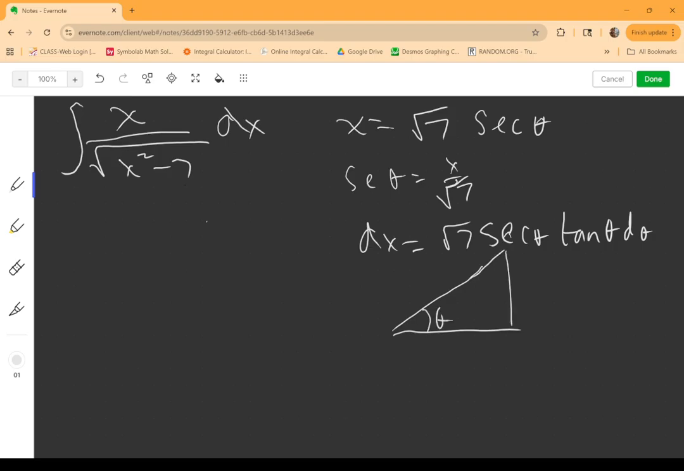Then let's set up our triangle here. If this is theta, secant is the hypotenuse over the adjacent, which is root 7, which means the opposite is the square root of x squared minus 7.